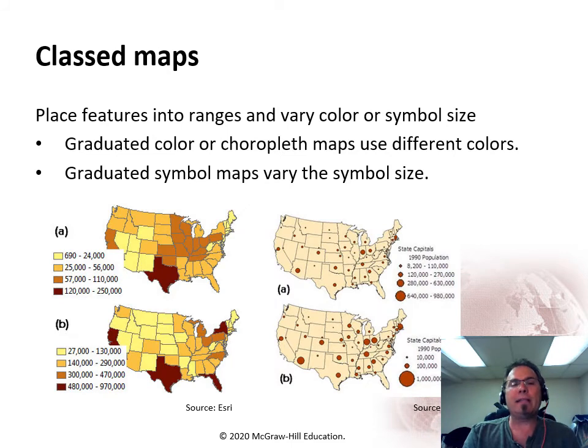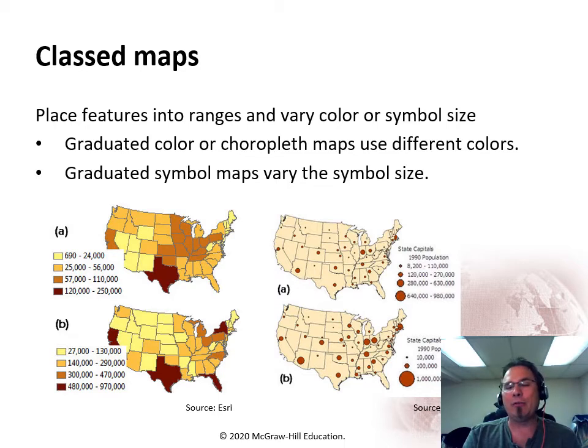Now, when you're placing these types of data on maps and changing color schemes and everything, you're creating what are called classed maps, which place features into ranges and vary color or symbol size. So that's called a classed map. For example, you have population or population density, or the state capitals' population varying by the size of the dot. That's called a classed map.